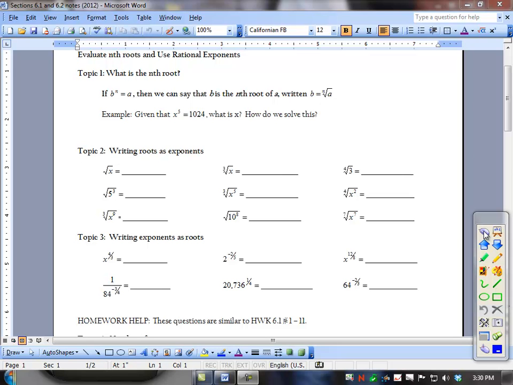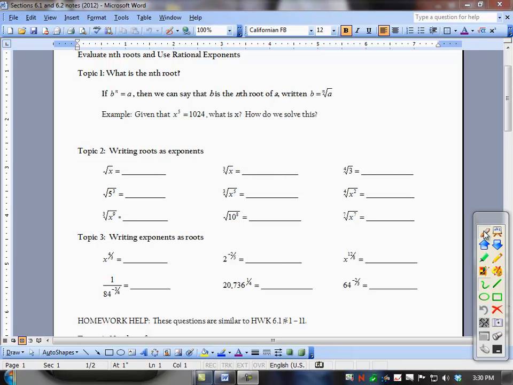Welcome to section 6.1 and 6.2. We're going to be doing these two sections today in one because we're all dealing with the same type of thing. And then what we're going to do is spend 2 days working on the homework and kind of perfecting the idea. So let's start with topic number 1.